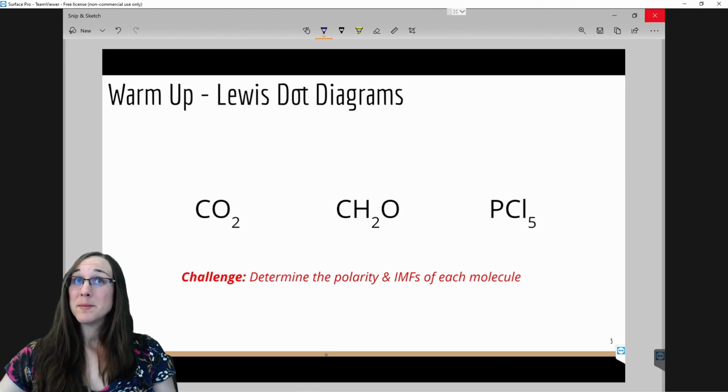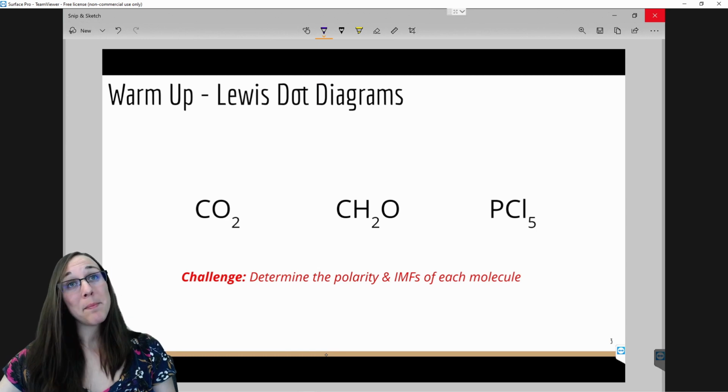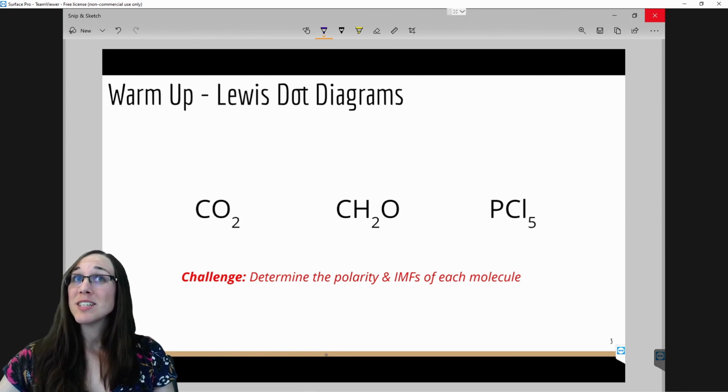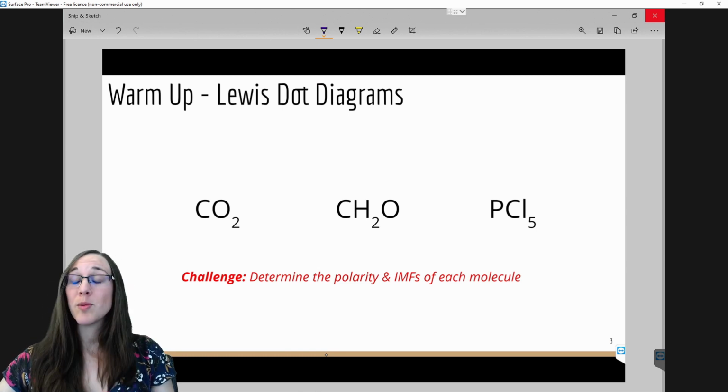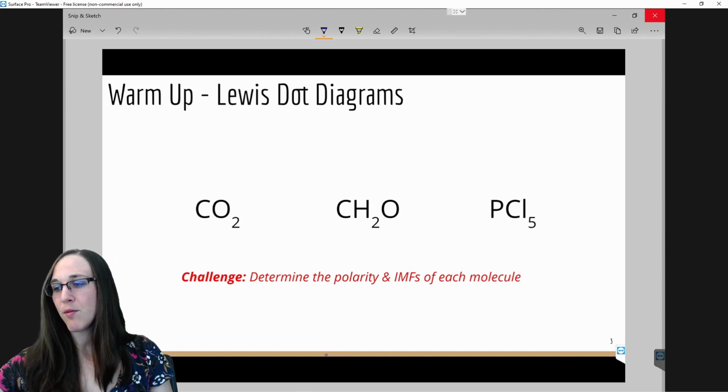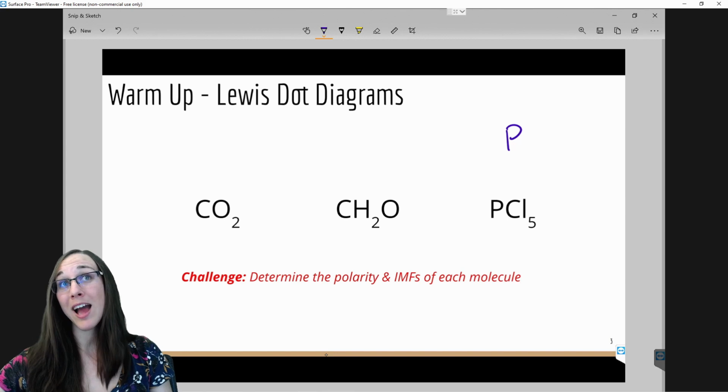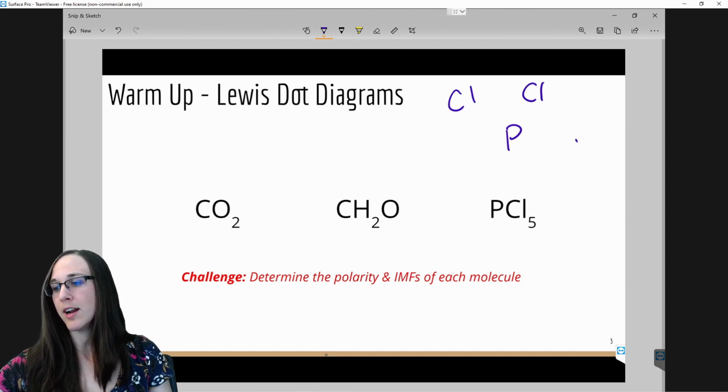Our last warm-up is PCl5. Remember that P is one of the exceptions. Phosphorus has the exception of expanded valence. So we can break up a pair of electrons on phosphorus, and it's totally cool with that. So we have 1 P, and we have 5 Cl atoms. We're going to just draw these Cl atoms all around.